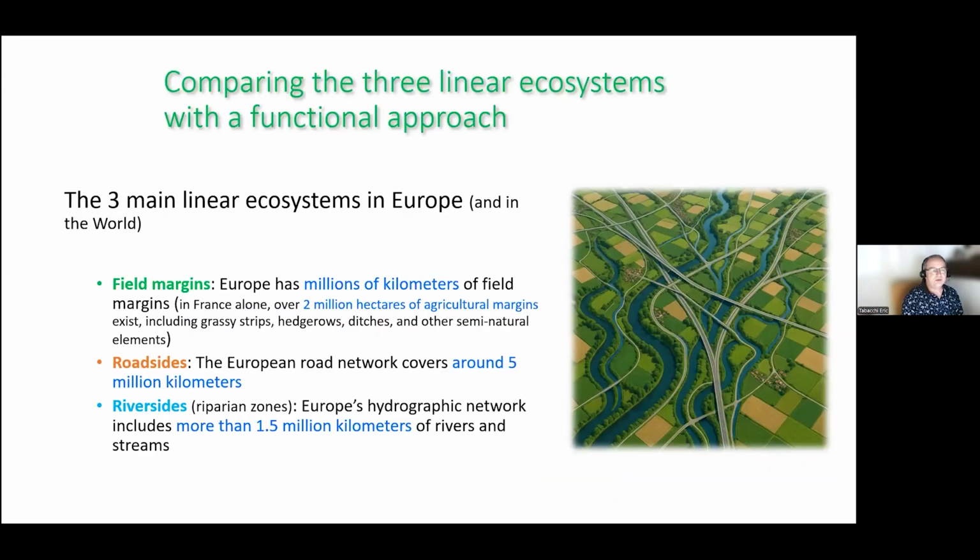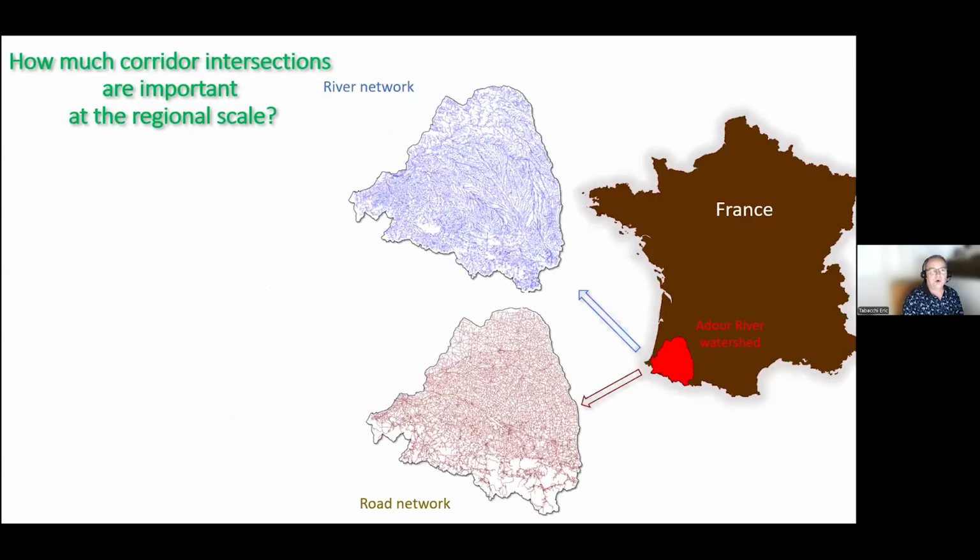At the regional scale, these three main linear ecosystems have a huge importance, as well in Europe as at the worldwide scale. They are very common and frequent habitats. Another important point is that some corridors can intersect one with the others.